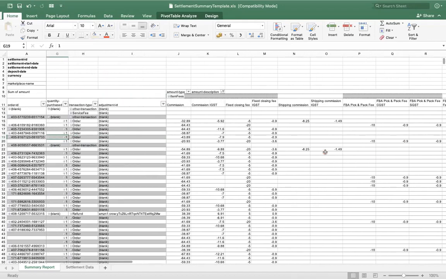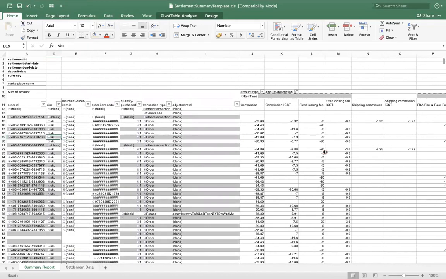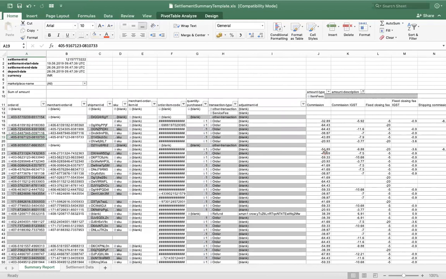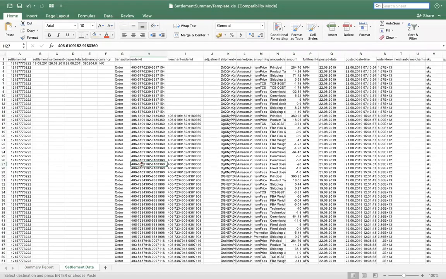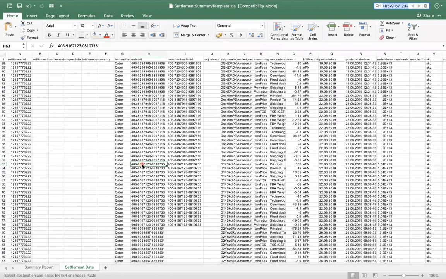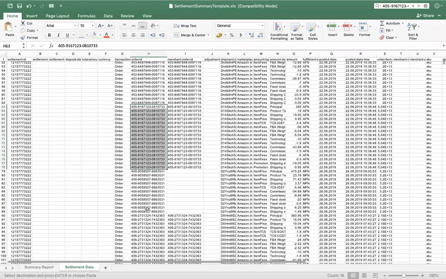But if you try to decipher the same order ID from the payment file, you will never come to know what has happened. So I'm copying this order ID. I'm going on to the settlement data sheet. From here, if I find this order ID, it will be very difficult for me because it is spread across multiple lines. So the same order ID here has been spread across multiple lines, and it is very, very difficult to see what has happened with that particular order ID.